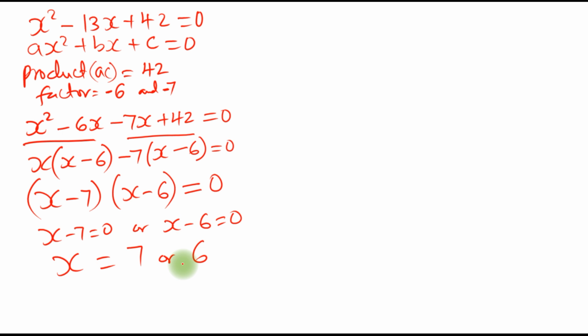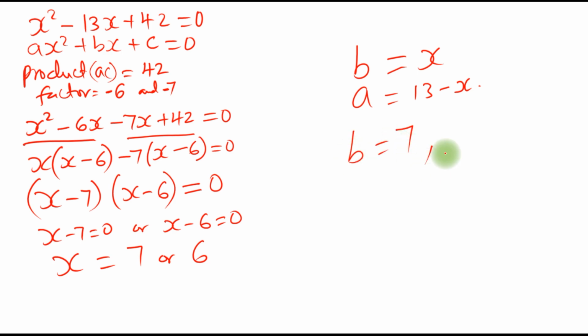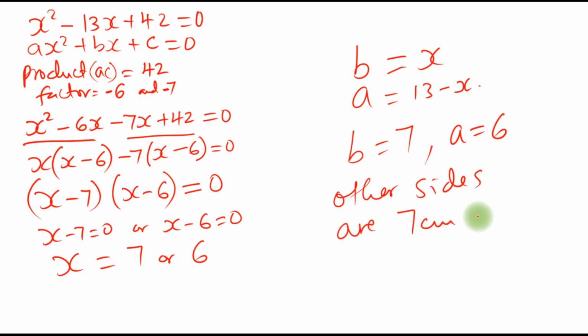Now, we get back to our question, which required us to find the other sides of the triangle. The other sides we expected were B equals x and A equals 13 minus x. Therefore, if B is 7, then A will be 13 minus 7, which is 6, and vice versa. So the other two sides are 7 centimeter and 6 centimeter. And that is it.